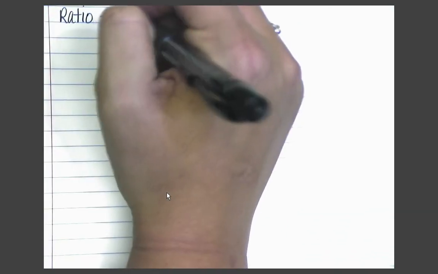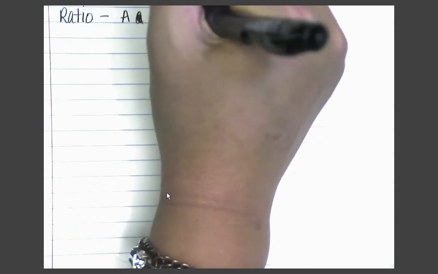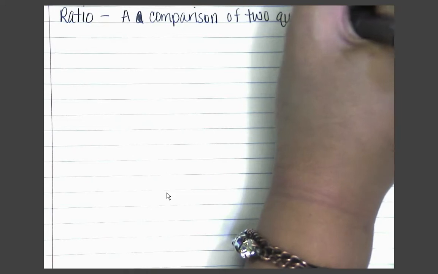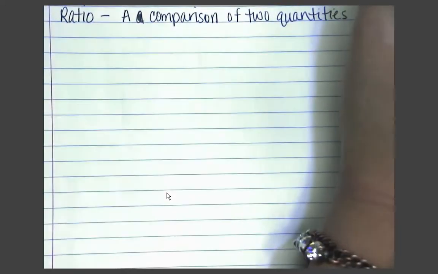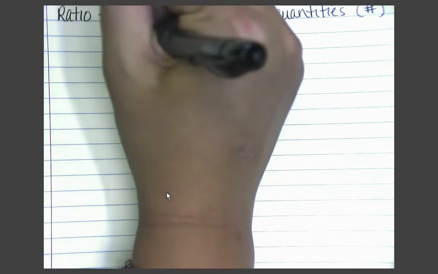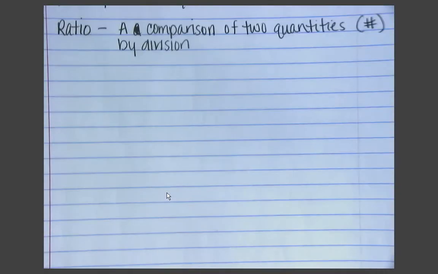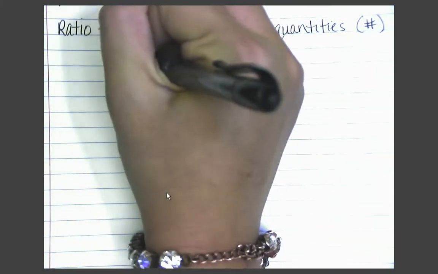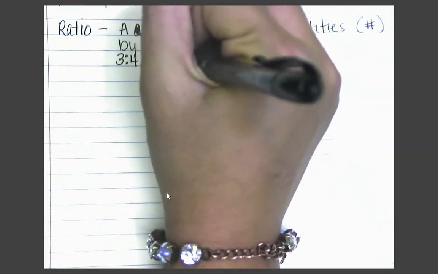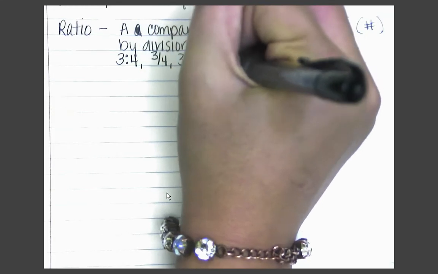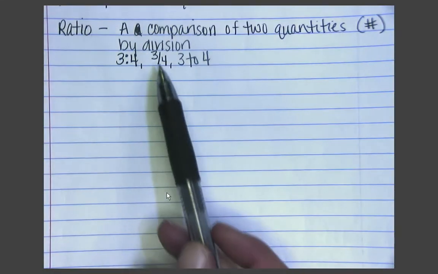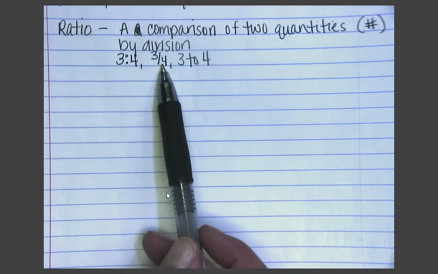A ratio is a comparison of two quantities, which are numbers, by division. And there are three different ways to write a ratio. 3:4, 3 to 4, and 3/4. Now when we're dealing with proportions, a lot of the times you're going to see the proportions as fractions.